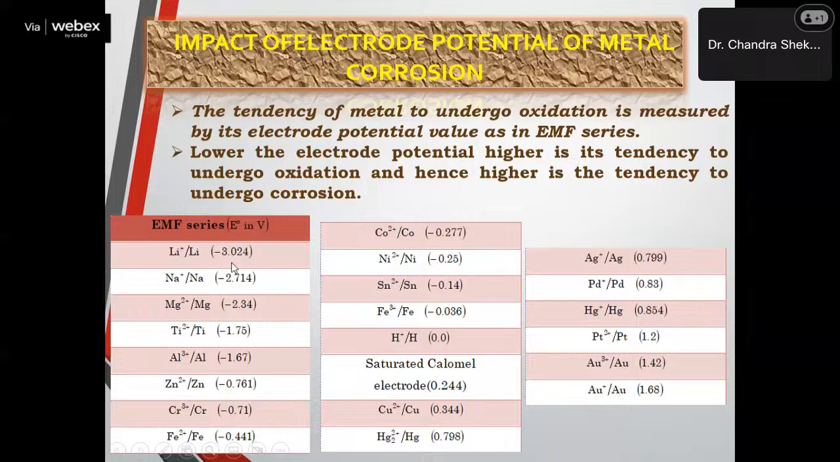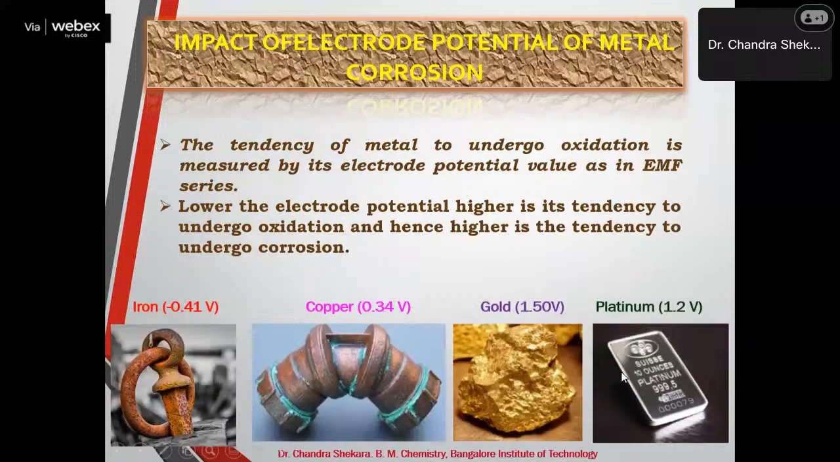Similarly, you can see different metals here. Metals with negative potential values show a higher tendency to undergo corrosion when compared to the metals with positive electrode potential values. Among the metals we commonly use, if you have observed iron, copper, gold, and platinum: iron metal we see undergoing corrosion everywhere. It is because it has a negative potential value, minus 0.41 volts of electrode potential.